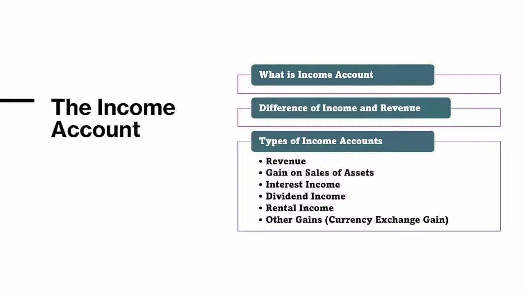Why is income different from revenue? The main difference is that revenue is earned from the business's primary activities, like a bakery selling bread or a consulting firm providing advice.